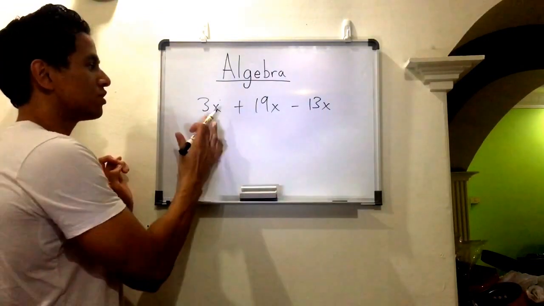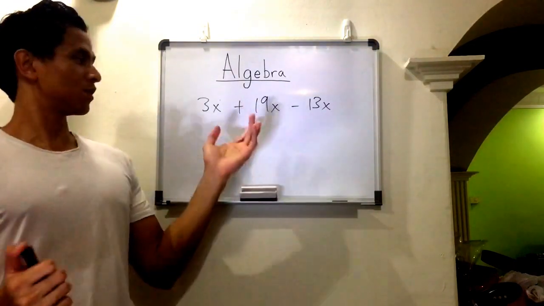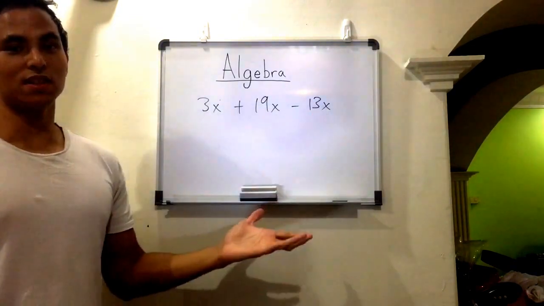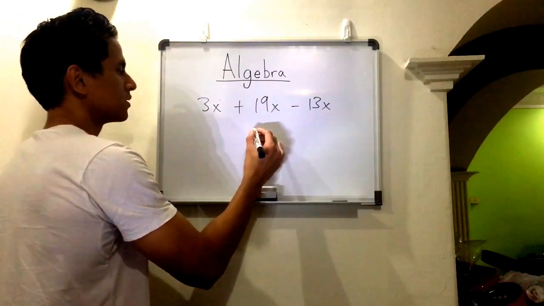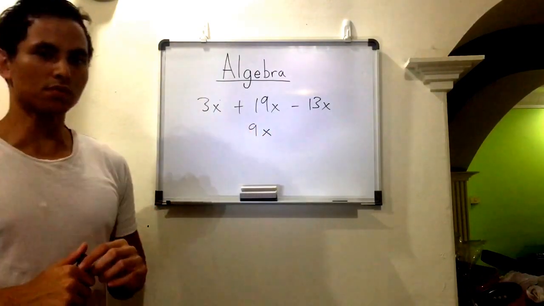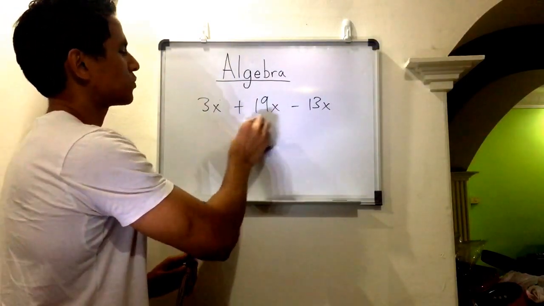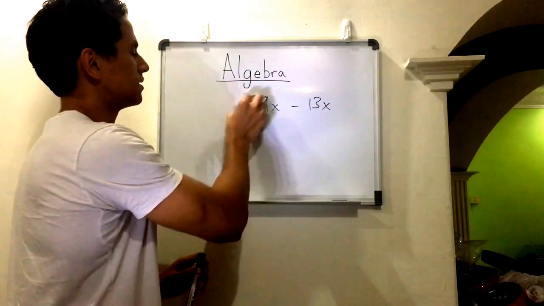So now what happens? 3x plus 19x gives us 22x. 22x minus 13x gives us 9x. So the answer is 9x. Okay. This is one easy example.